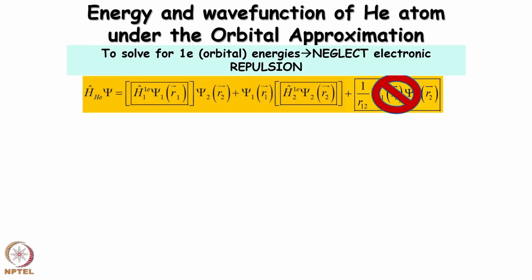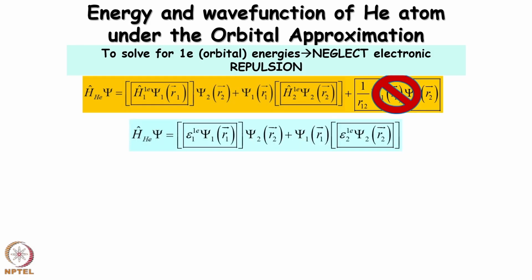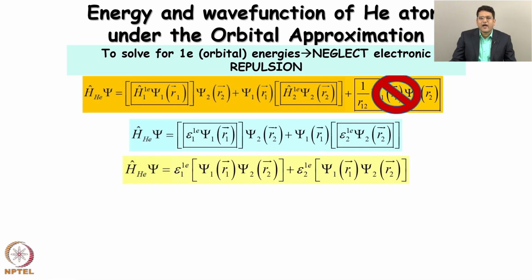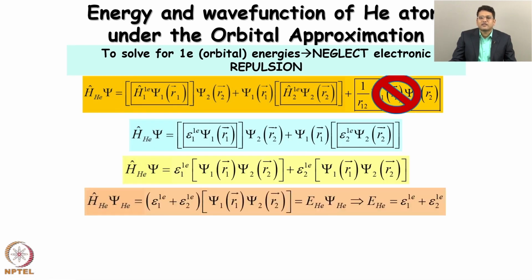So if I cannot solve it, then what should I do? The easiest way is to neglect the 1/R12 term, and that leads to what is called the orbital approximation. If I neglect the 1/R12 term, my helium atom Hamiltonian will become the sum of two hydrogen atom Hamiltonians. So now H1 can act on psi 1 and give an eigenvalue E1, H2 can act on psi 2 to give an eigenvalue E2. So my total helium atom energy will be the summation of two hydrogen atom like energies.